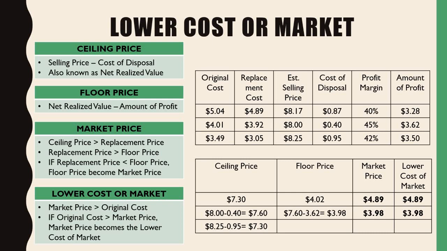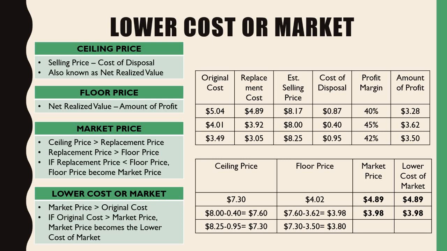Okay. How do I solve for my floor? 730 minus 350 is 380. Okay, good, right? You need to take your 730, which is your ceiling, minus the amount of profit of 350, and you should get $3.80.